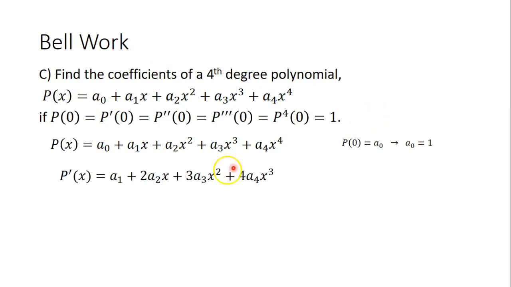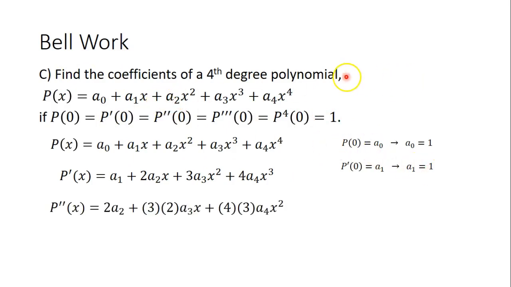Okay, now p prime of x, if you do that, the a0 disappears, because that's a constant. a1 is all that's left from the x. This 2 comes to the front, so we have 2a2x, then we have 3a3x squared, and then we have 4a4x cubed, right? But if we plug in 0 into this derivative, once again, everything with an x is going to disappear. All we're going to have left is this a1. So when we plug 0 into the derivative, all we have left is a1, and we need that to be equal to 1 as well, because it tells us that all of these derivatives have to be 1. So a1 must also be 1. 2 down, 3 to go.